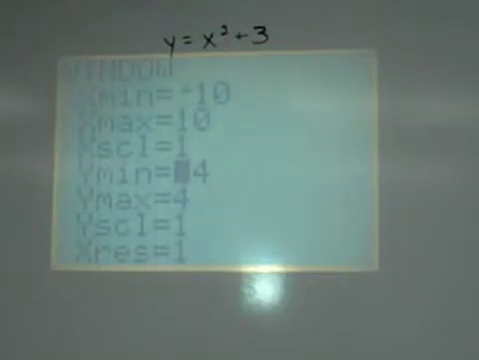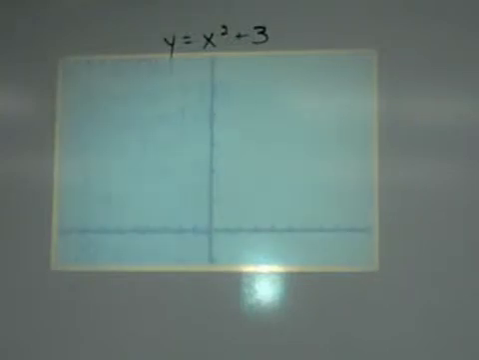The y minimum we want to be -5, and the y maximum we want to be 30. Since we've got a very large range that we're looking at for y, let's change our scale for y to going by 5s. That'll give us not so many dashes on the y-axis there. So now as we graph it, we get a much better picture of what's going on.